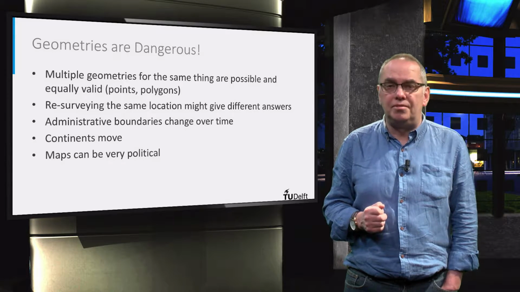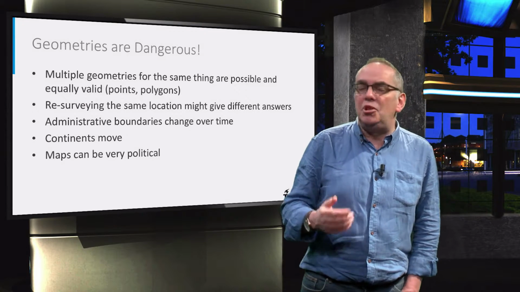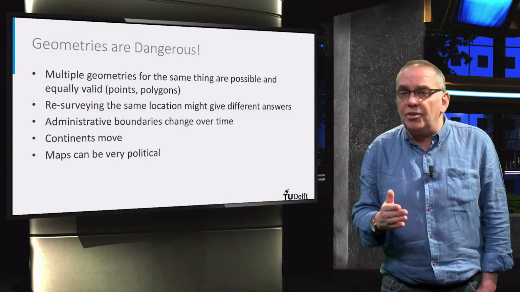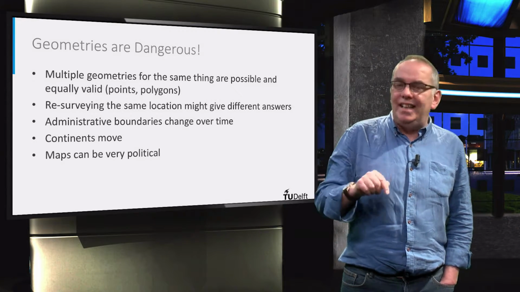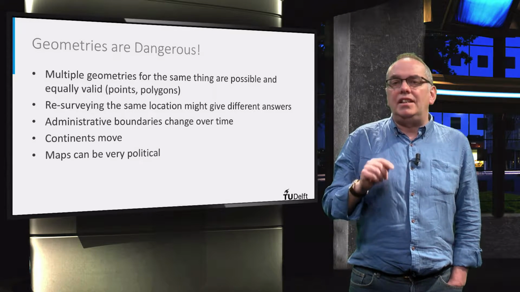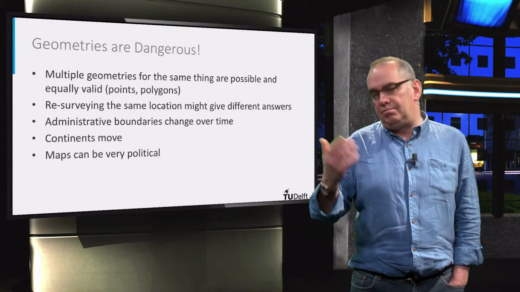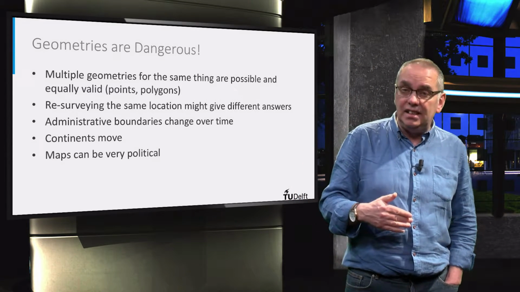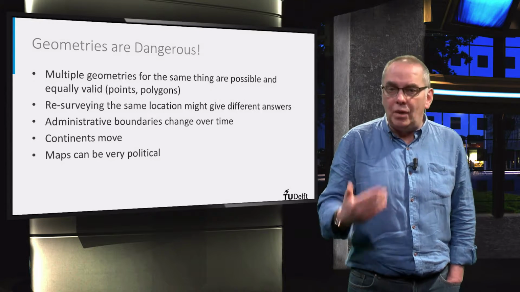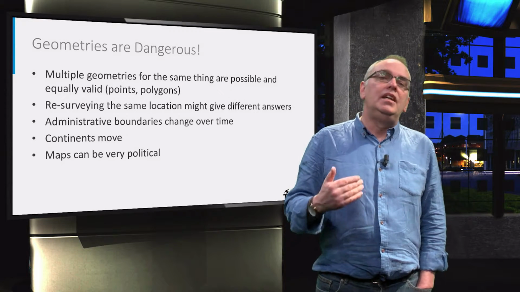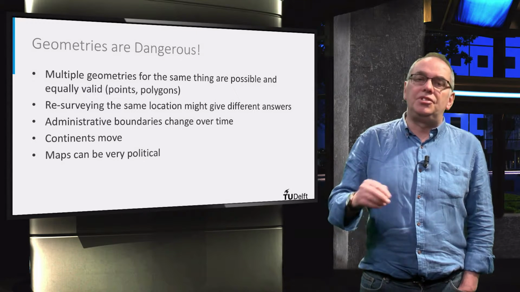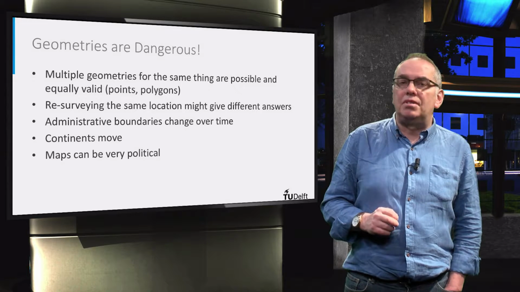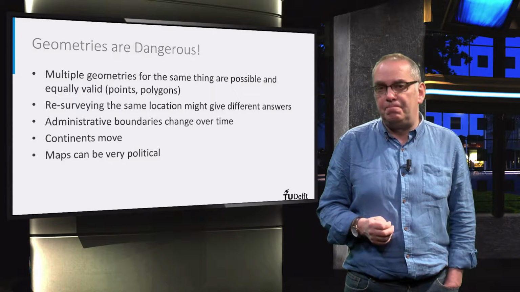Continents move. Australia is moving north at about 5.6 centimeters per year. Europe and the US are diverging at a similar rate, so that locations given as lat long can become inaccurate. Now, being 5 or 10 centimeters out won't matter for a lot of applications, but for others it can, and over time it will. Finally, in many situations, geometries and maps in general can be very political, as you'll notice if you look at a map of Ukraine or Israel.